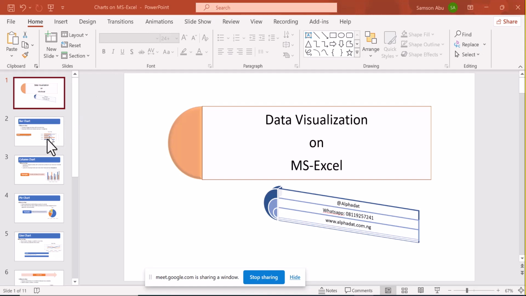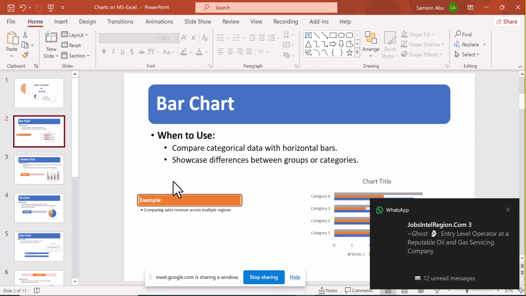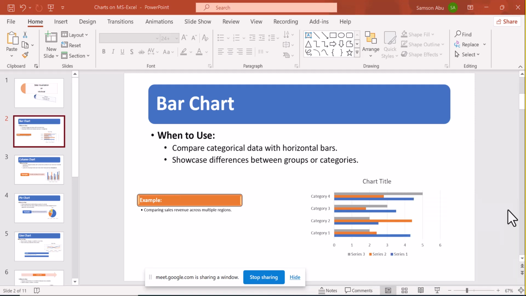All right, the first chart or item we're going to consider is the bar chart. Now, the bar chart is used to compare categorical data with horizontal bars. You can see my slide. The bars here are in horizontal format. So we use bar charts for this. Now, this class will also help those who are having classes on Power BI, because you will be making use of visuals. So you should be able to know when to use a particular chart.